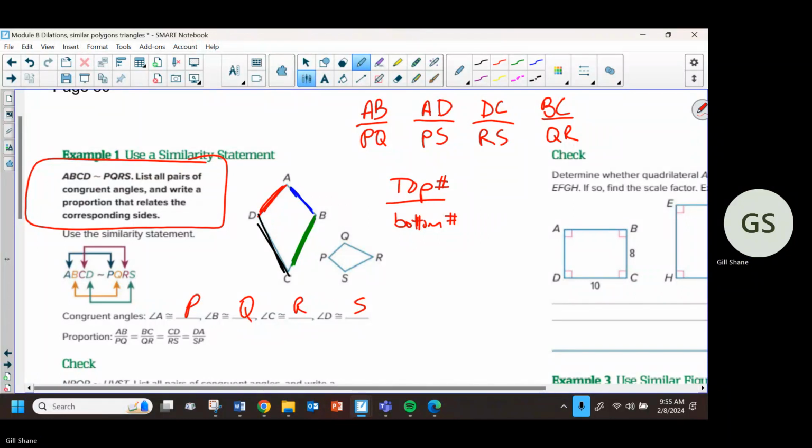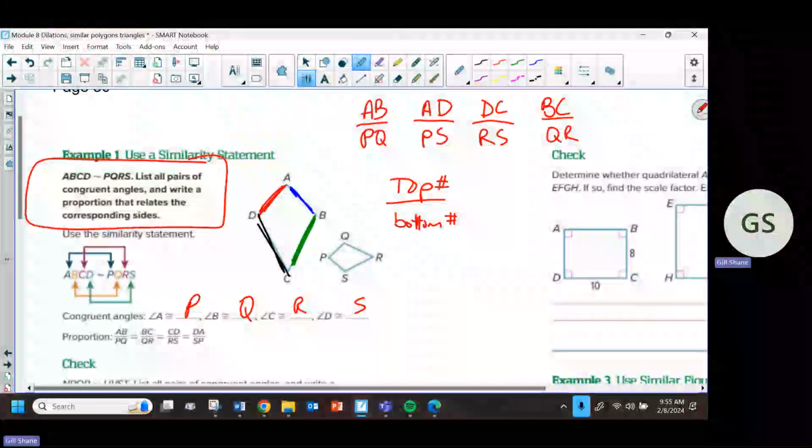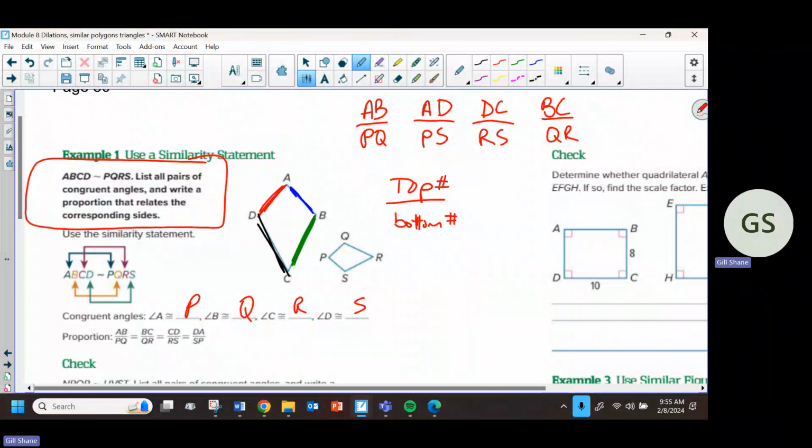But every single one of them has to be the same. If you get a side or a pair of sides, really a proportion, that is not the same as the proportion you had before, then you're done. You can say they're not similar. So basically, the scale factor would have to be the same for every single pair of matching sides.